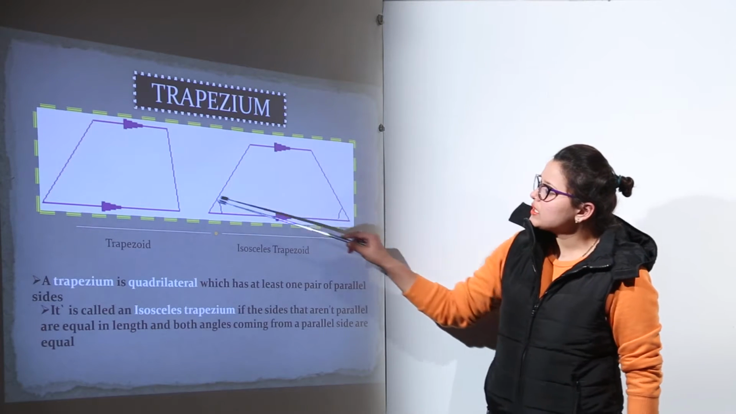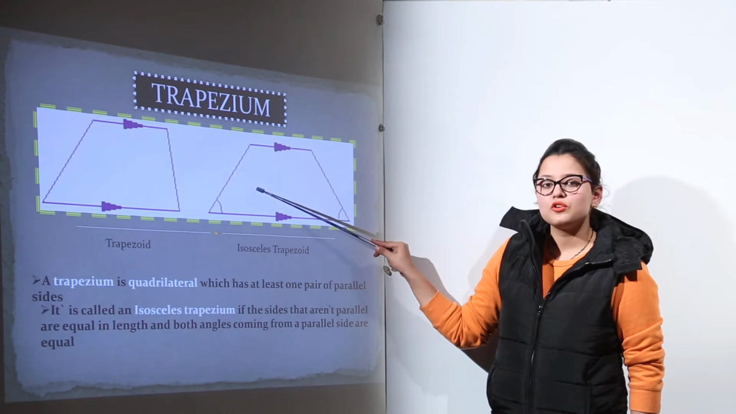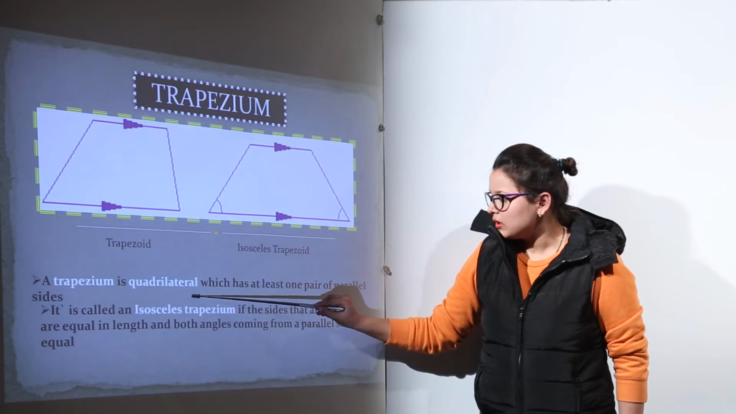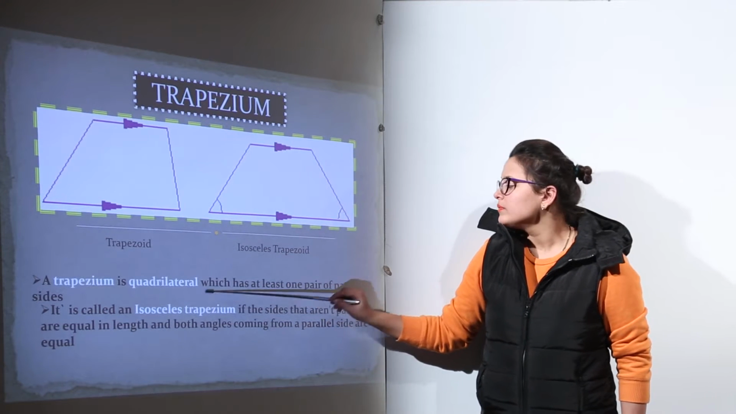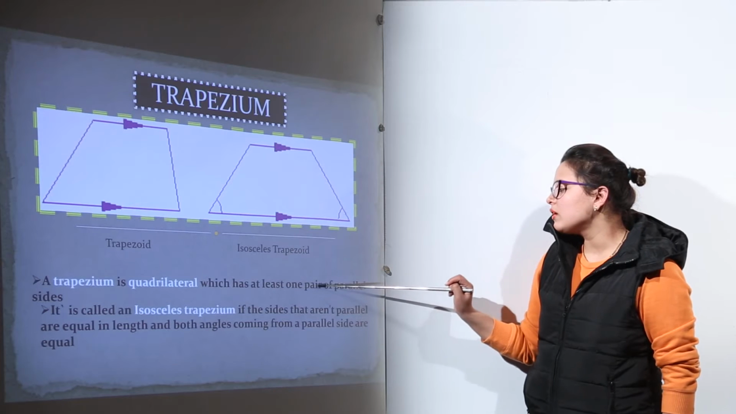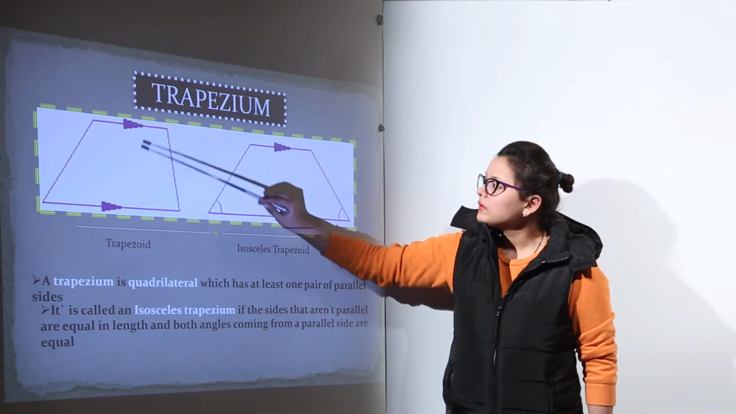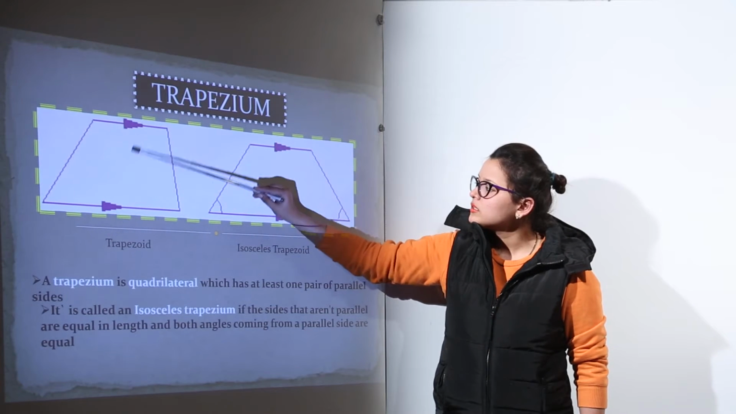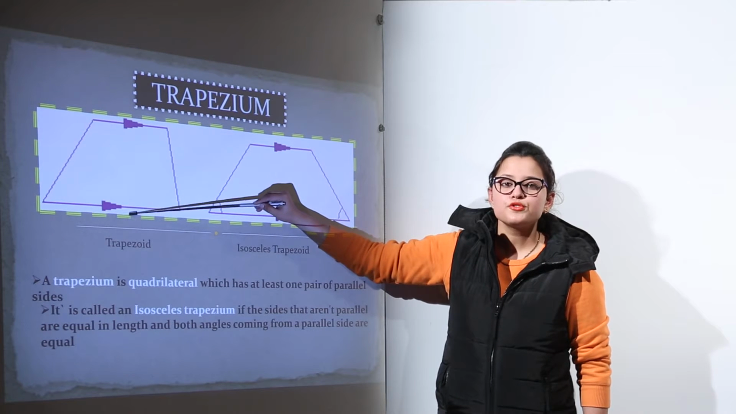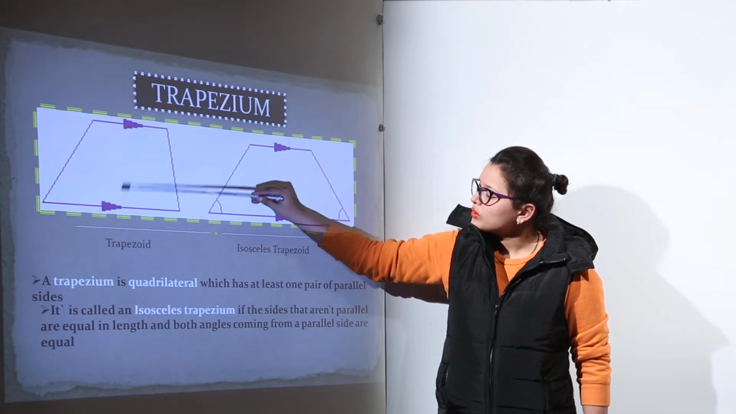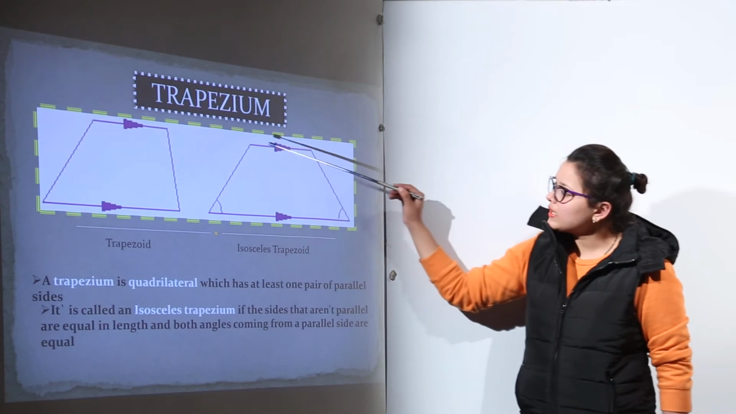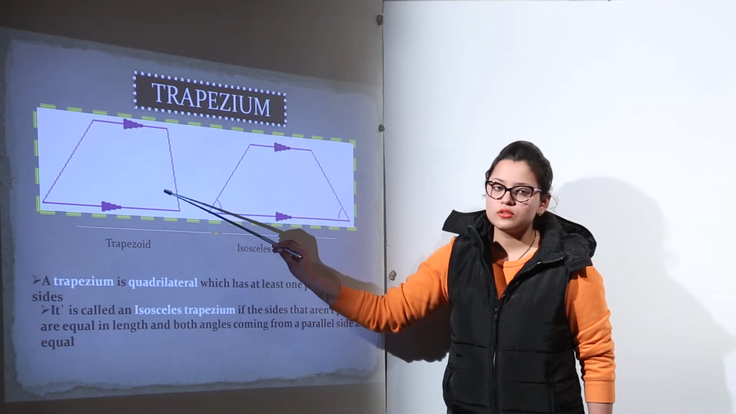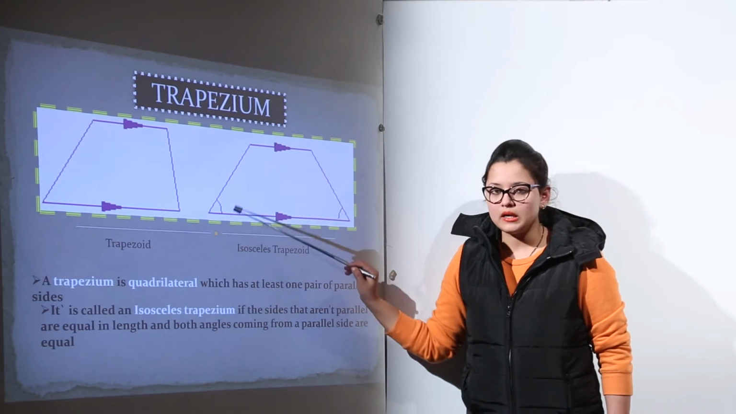In trapezium, we can see both the shapes are showing us trapezium. In trapezium, what is the property? A trapezium is a quadrilateral, that means it has four sides which has at least one pair of parallel sides. That means one pair means two parallel sides. Obviously, they will be parallel to each other only if they are opposite. Understood? So, I have these two as the parallel sides in this one and these two as the parallel sides in this one. So, we can say that in both the quadrilaterals we have one pair of parallel sides.